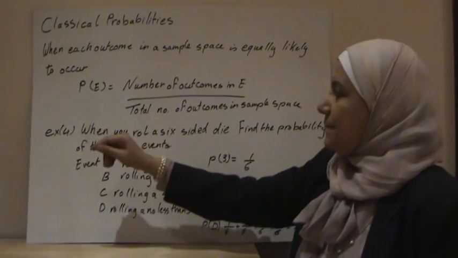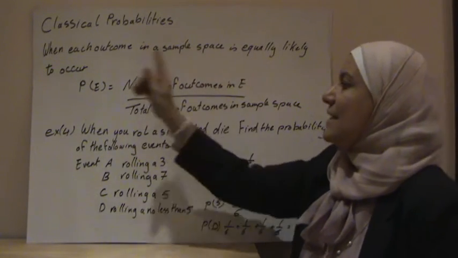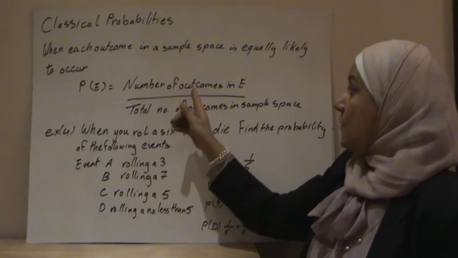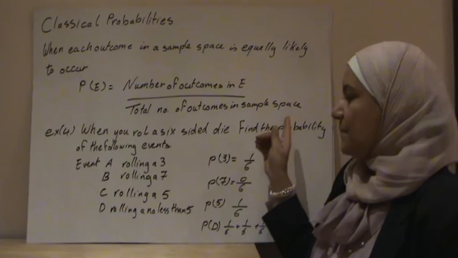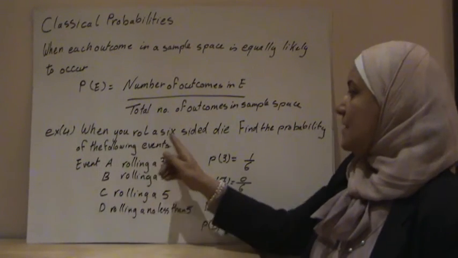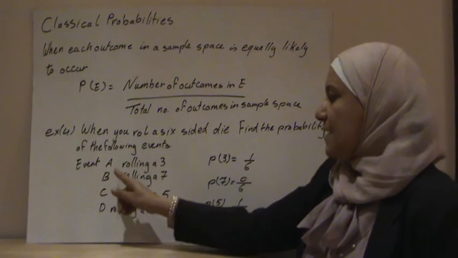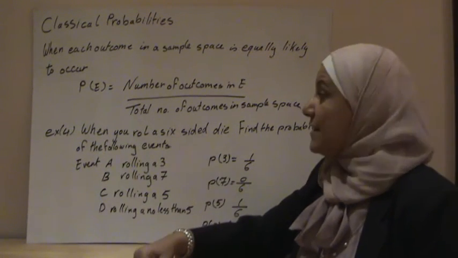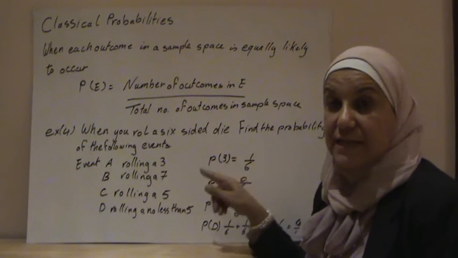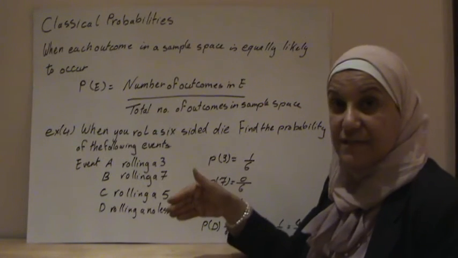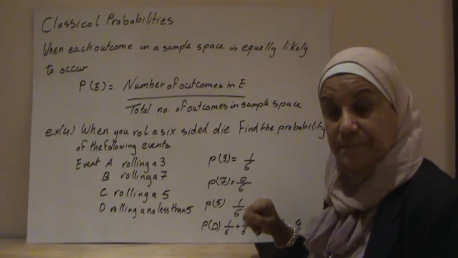Classical probabilities. When each outcome in a sample space is equally likely to occur, the probability is the number of outcomes over the total number of outcomes in the sample space. For example, when you roll a six-sided die, find the probability of the following events. Rolling a 3. What is the probability of rolling a 3? 1 over the whole 6 that you can have. You can have any of the 6 numbers, so rolling a 3 is one of your 6 options.